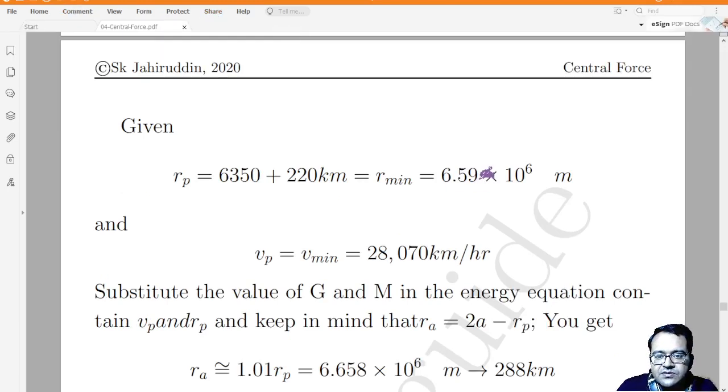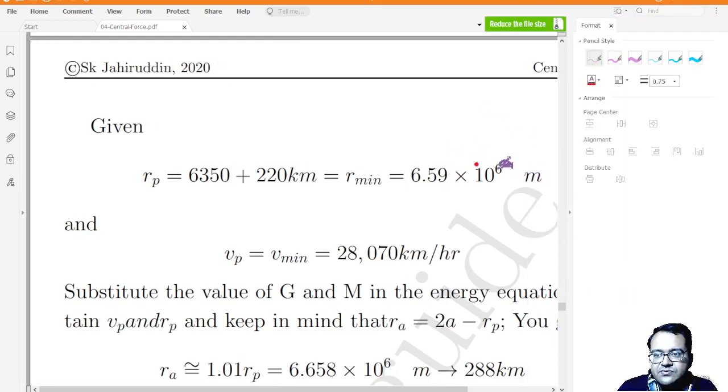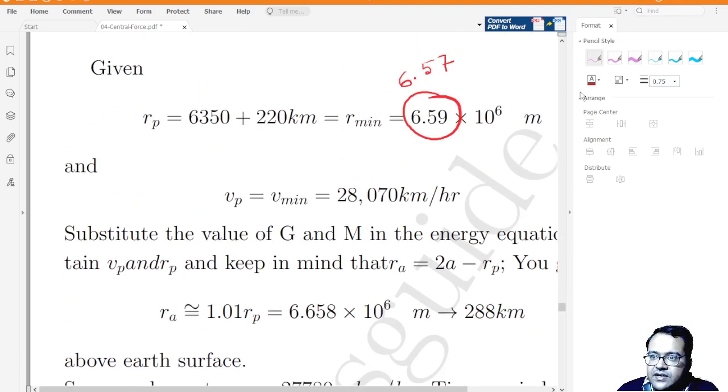This is not 6.59. Let me do this. This problem will have a little bit of calculations, so we should be very careful with this. 35022 should be 535455557, not 6.59. Okay, this is fine.